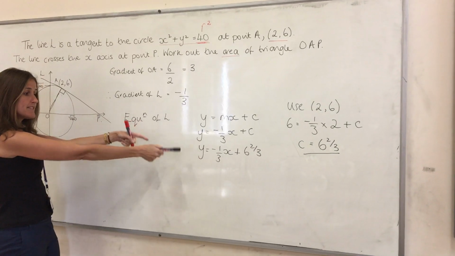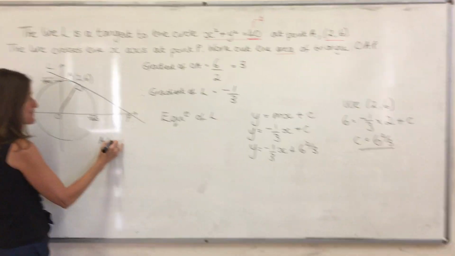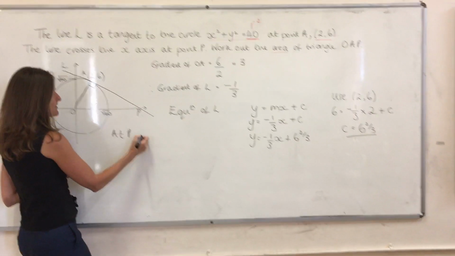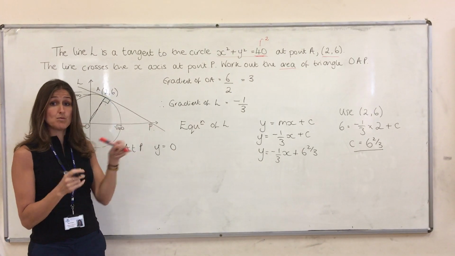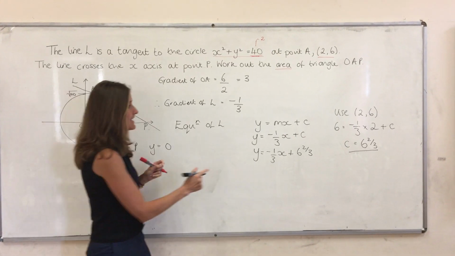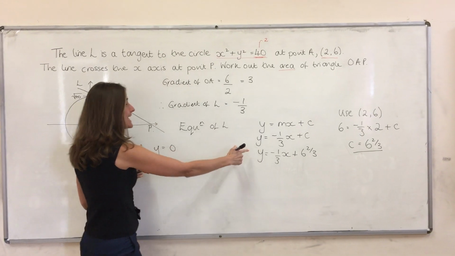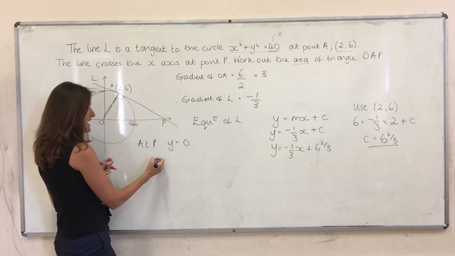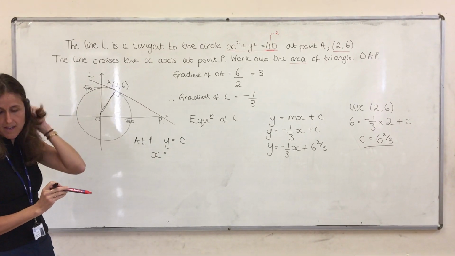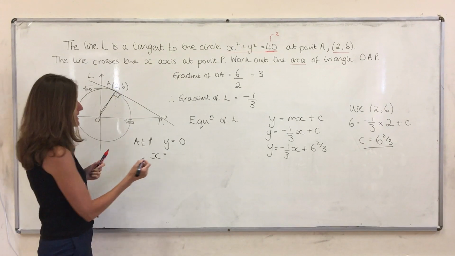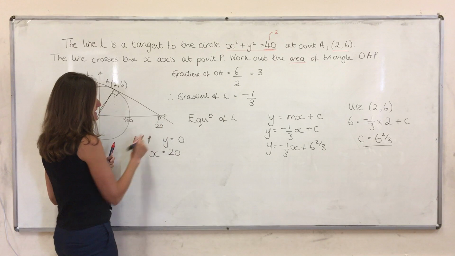Remember, I've done this so that I can find point P. At P, my y value is 0. So if I want to find the x-coordinate of point P, I have to put y = 0 into this equation here. Girls, try and pause it if you want and work it through, but it gives me an x value of 20. So we know line L crosses the x-axis at 20.